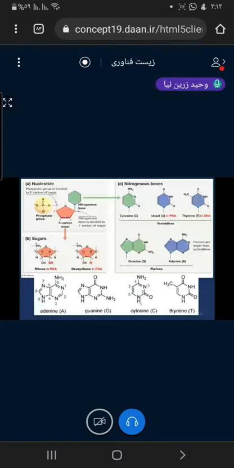I will send you the PDF of this lesson, but please write everything in your notebook, because writing helps you to better understand the differences.